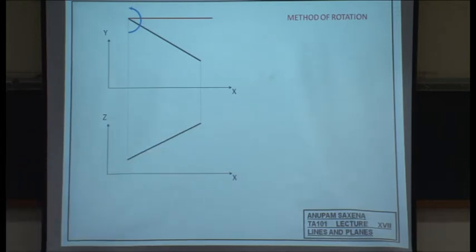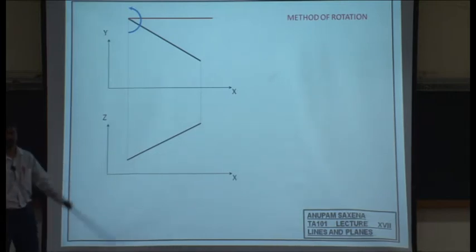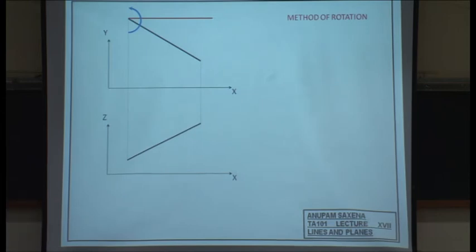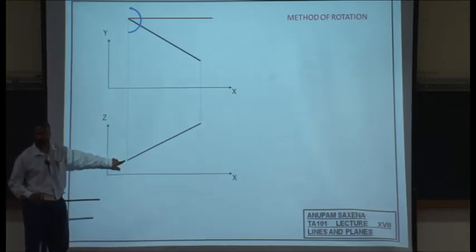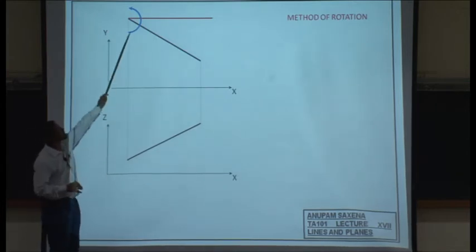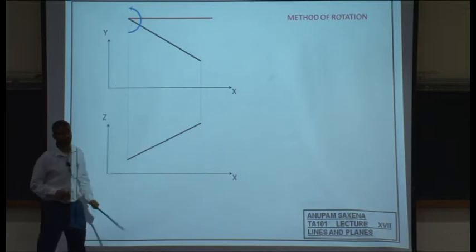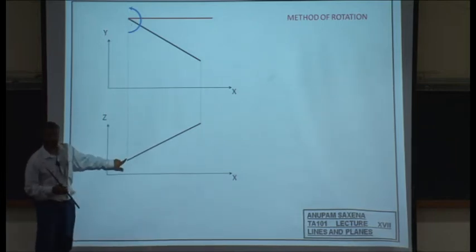Now what happens after that? What happens to the corresponding projection of the line here? Any idea? Okay, let me get back. Let's say you are rotating the line about this point. Okay, you are rotating the line about this point, about the z axis. So this point remains fixed.